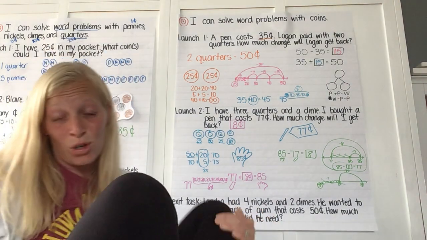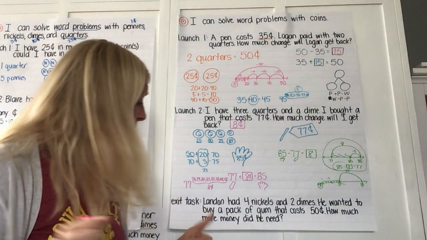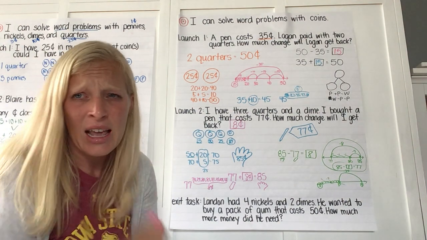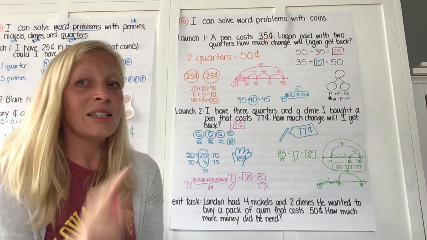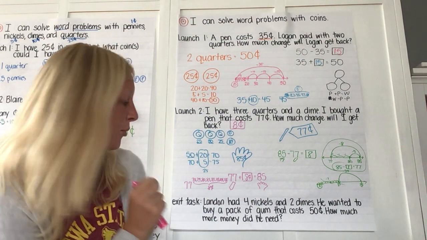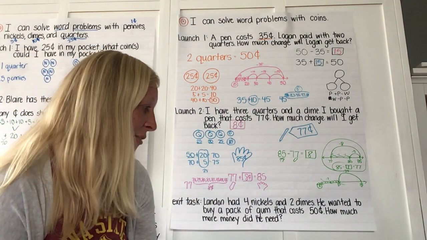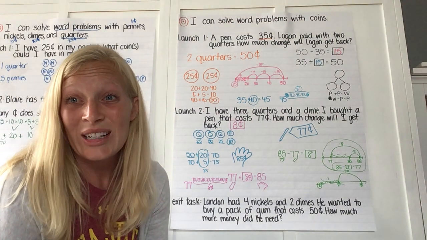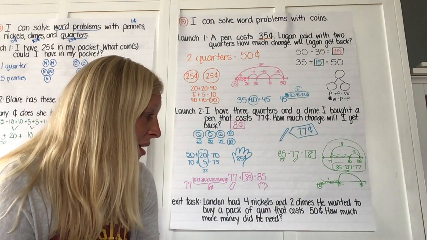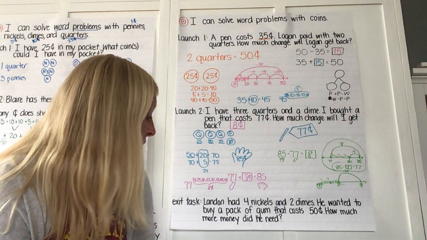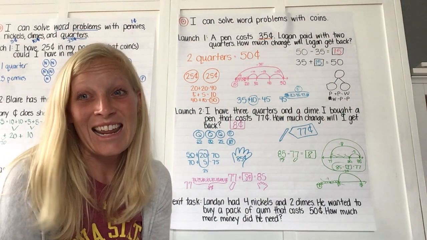Your last problem to do at your seat is very similar, just a little different wording. So think about what we already know to help us solve this problem on your own. Landon had 4 nickels and 2 dimes. He wanted to buy a pack of gum that cost 50 cents. How much more money does he need?